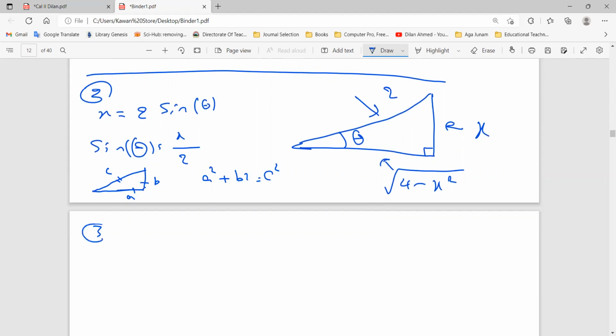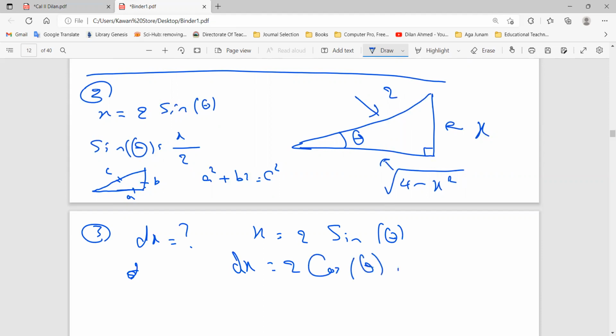The third step, I'm going to change, or you can say we find d theta. So I say dx is equal to what? Finding dx, I say x equals 2 sine theta, so dx equals the derivative, 2 cosine theta d theta. Do you have any question about the third, second, first step? Clear. But you need practice, right?